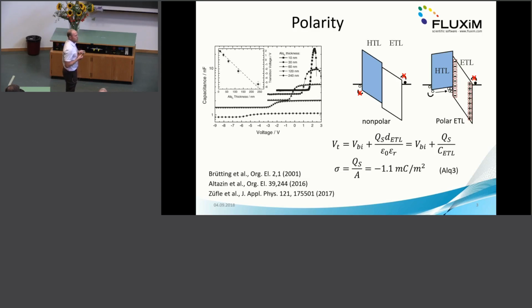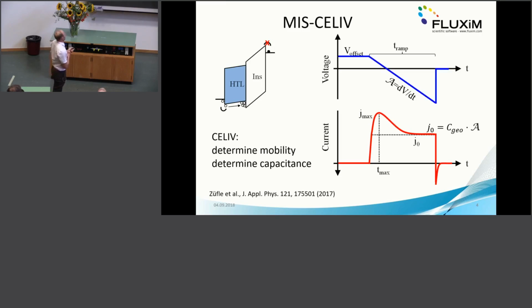When we saw this, we thought this actually looks like a metal-insulator-semiconductor device. The Alq3 is an insulator, and the hole transport layer, the alpha-NPD, is the semiconductor. So perhaps we can also use this for parameter extraction. There is a technique called MIS-CELIV, where CELIV stands for charge extraction by linearly increasing voltage, which is used to determine the mobility in MIS devices. A MIS device would have such a configuration.